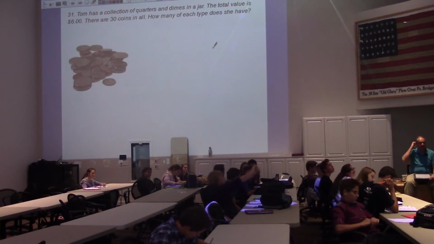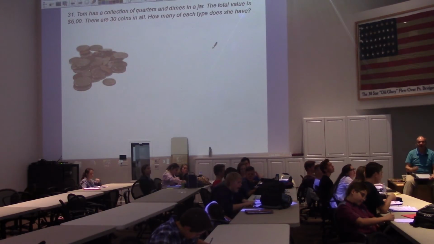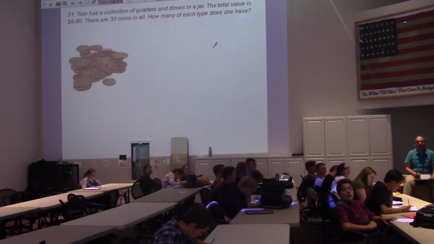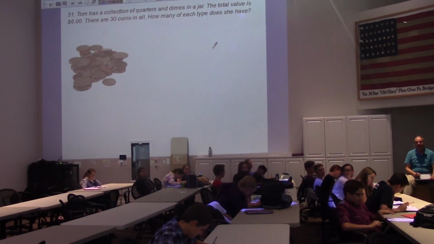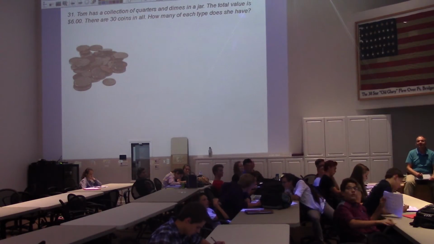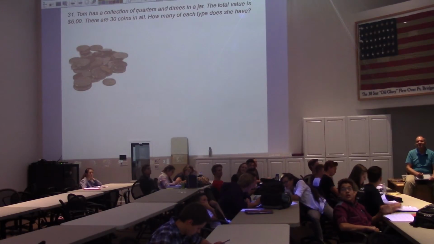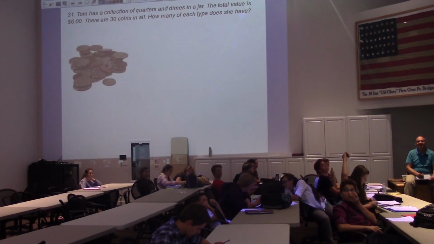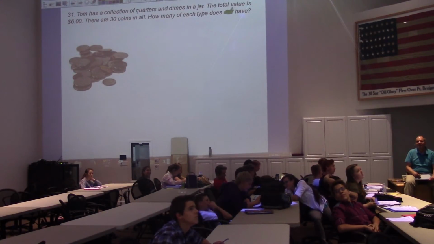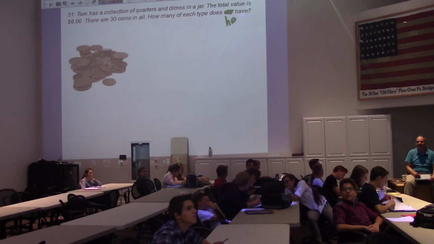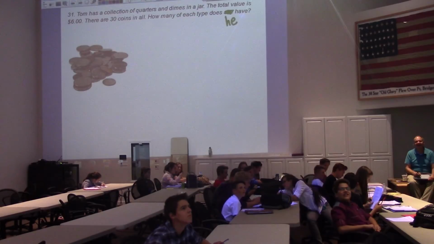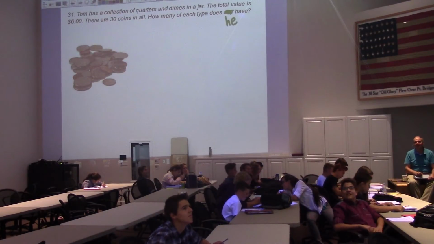Let's revisit it. Okay, Tom has a collection of quarters and dimes in a jar. The total value of the coins is $6. There are 30 coins in all. How many of each type does she have? She has, it's a he. Sorry, guys, that's just a kind of typo there. Let's change the word she to he. Tom is a girl today, so.